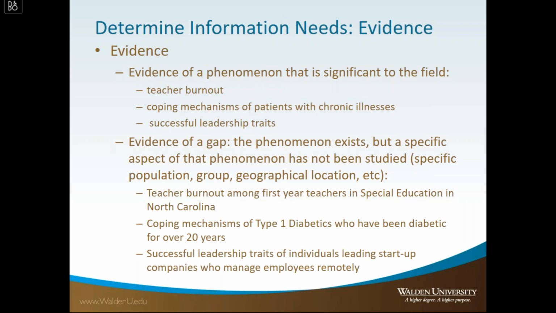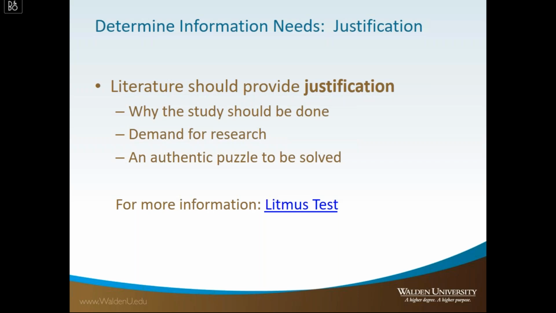So when we're talking about all this different research that needs to go into your literature review, you're not going to actually include everything that you see. You're only going to include those pieces of literature that are going to build a case for you. So the ones that have evidence and the ones that provide that justification as to why your study needs to be done. So there needs to be an actual demand for research. It needs to be an authentic puzzle that needs to be solved.